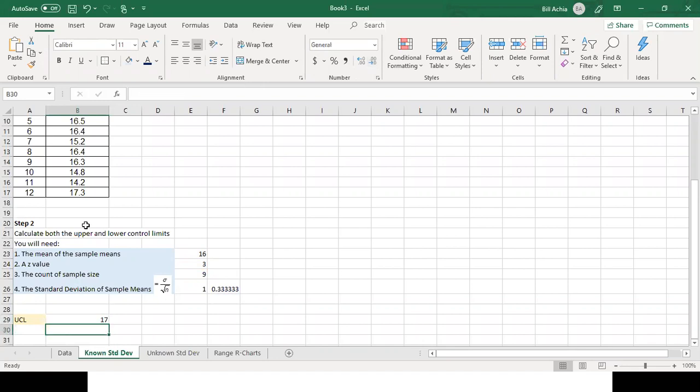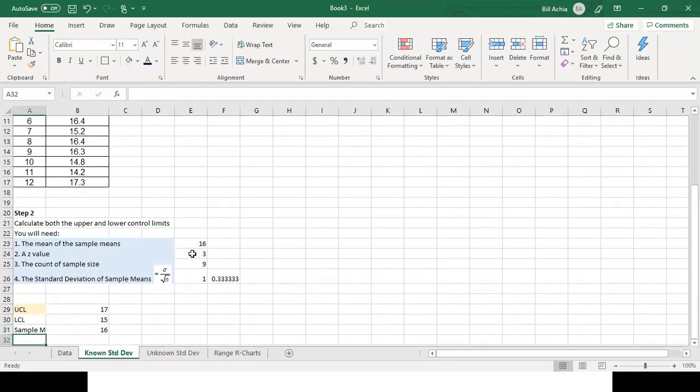Okay, and the next thing I'll calculate is my lower control limit, so LCL. And for that, we again do the same thing. You get your mean of sample means minus your Z multiplied by your sample standard deviation. Okay, and then our sample mean here was given as 16. Okay, so that's the information we have here.